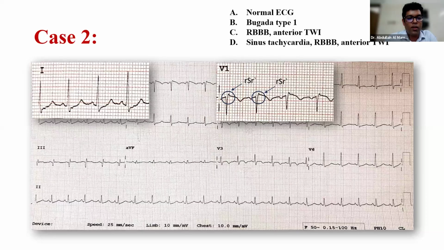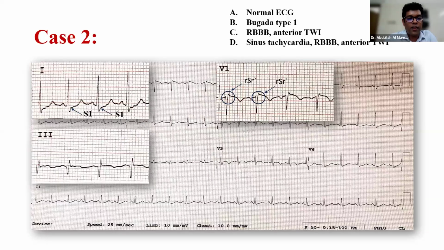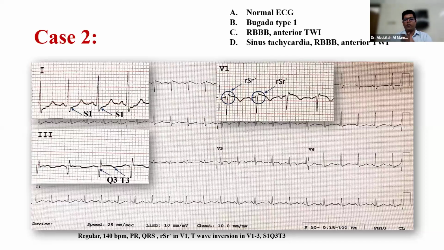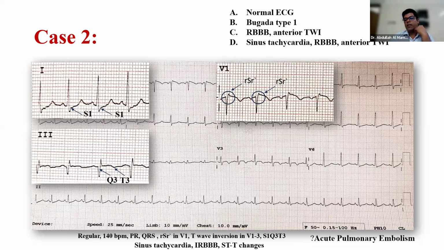And there is S1. If we look at lead 3, there is presence of Q and also T inversion, that is Q3. So there is presence of S1, Q3, and T3. ECG diagnosis: sinus tachycardia, maybe there is incomplete RBBB, and there is STT change, that is anterior T wave inversion, and also presence of S1, Q3, T3. So if we consider the clinical picture of the patient and the ECG findings, we should suspect acute pulmonary embolism in this case.